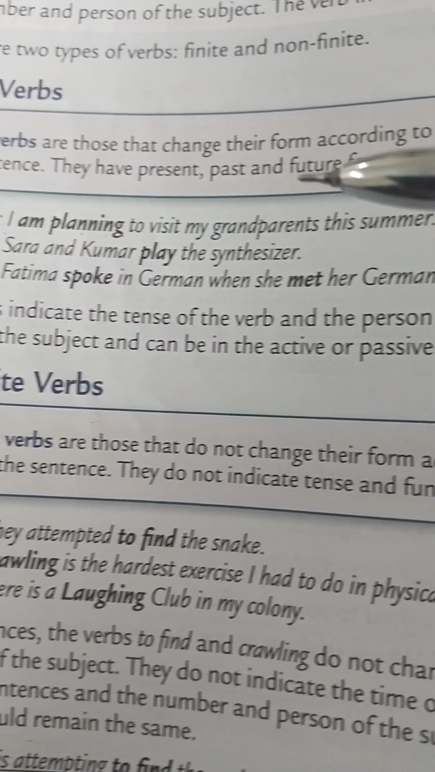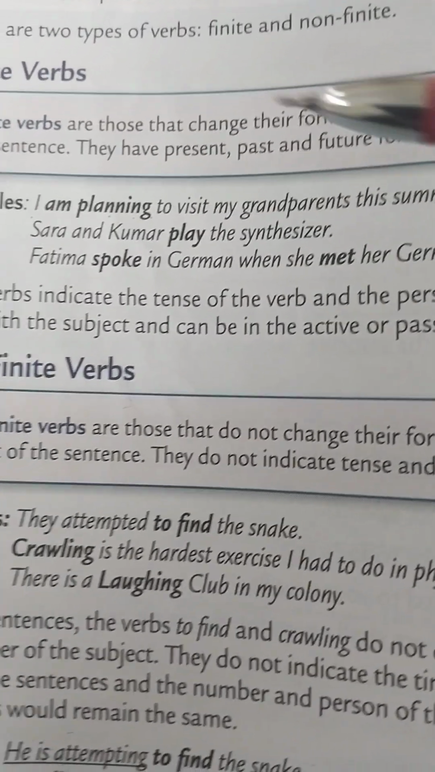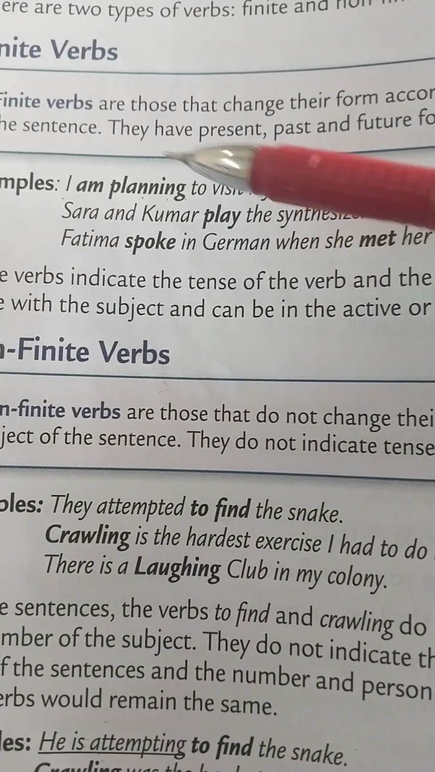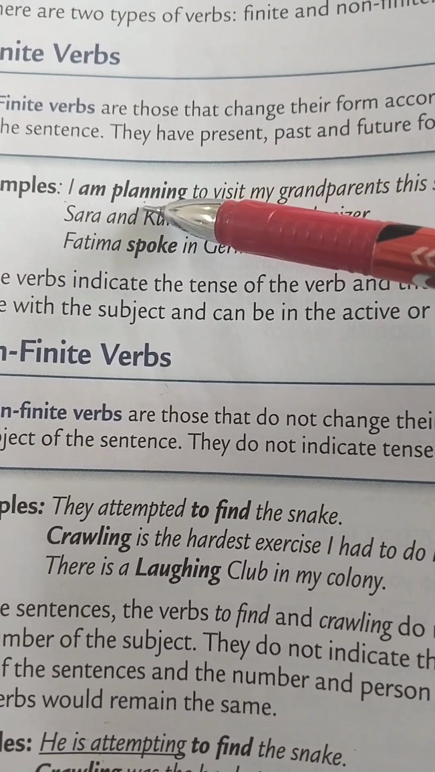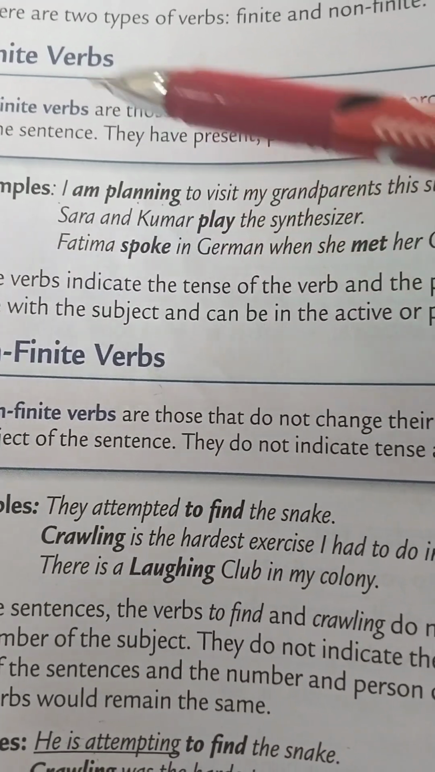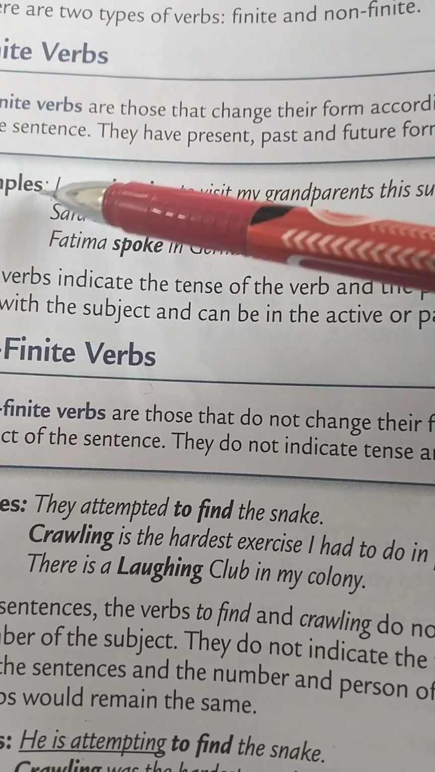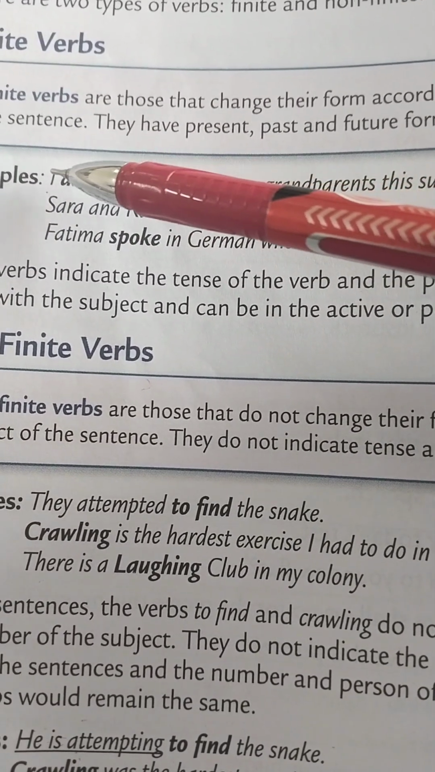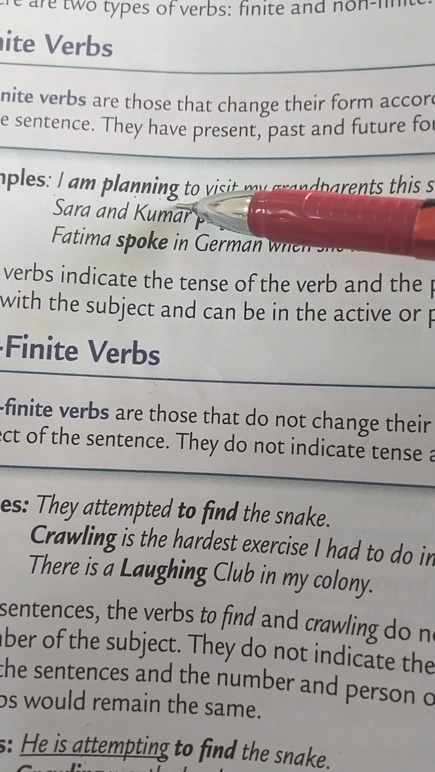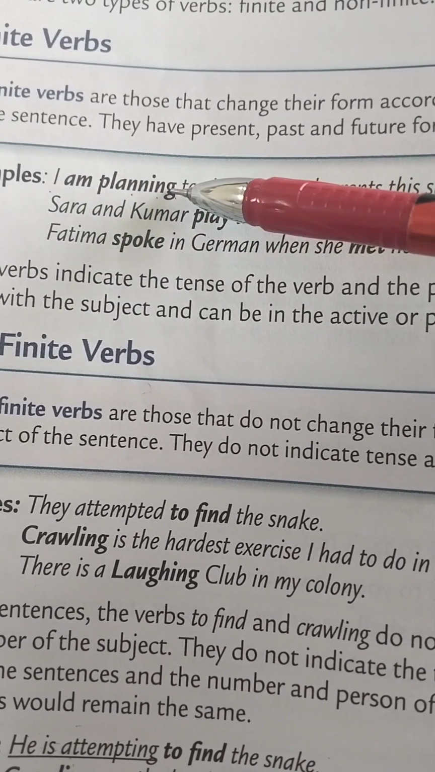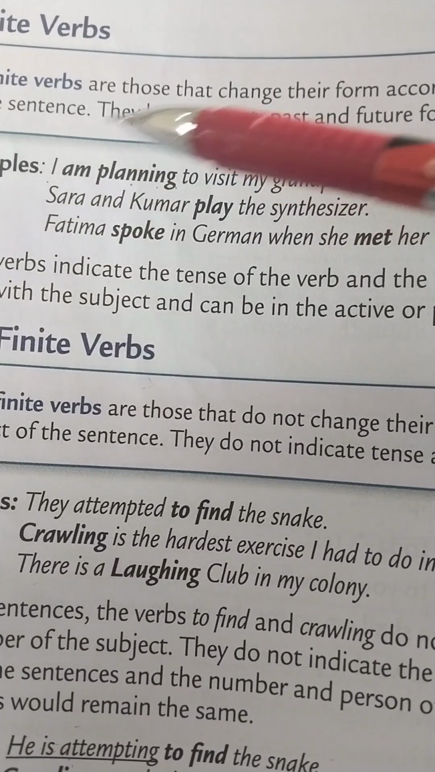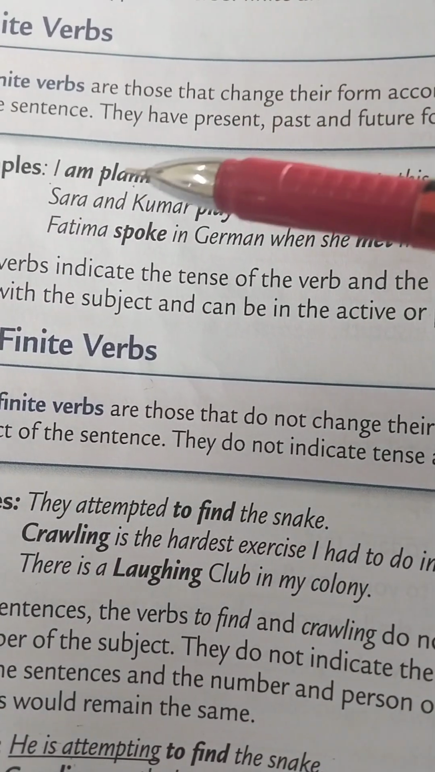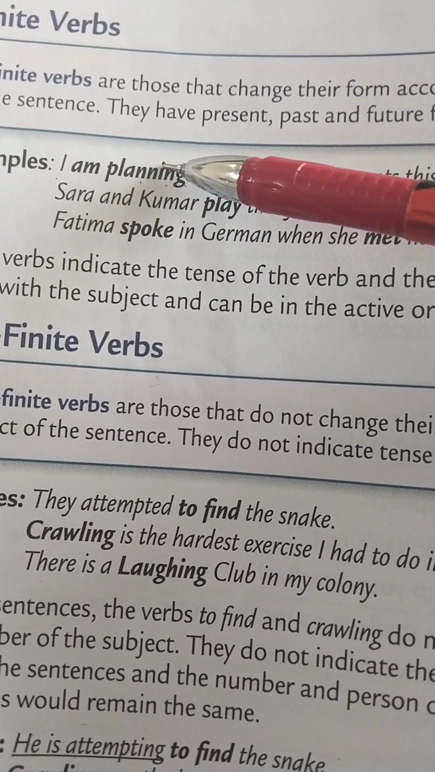I am planning to visit my grandparents this summer. Now in this sentence, children, "am planning" is a finite verb. Why? Because it changes according to the number and person of the subject. For example, if in place of I we use she in the sentence, she is planning, or she was planning. So this "am planning" is changing according to the number and person of the subject of the sentence. So this is a finite verb.